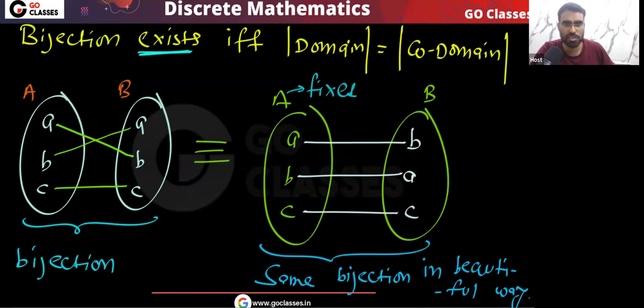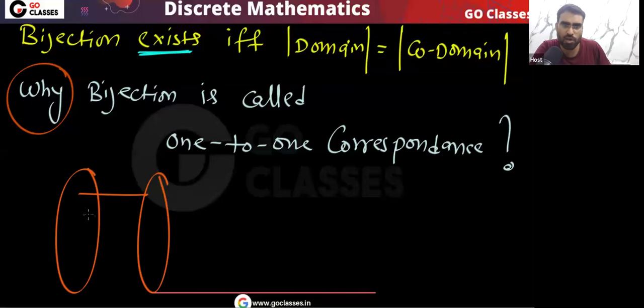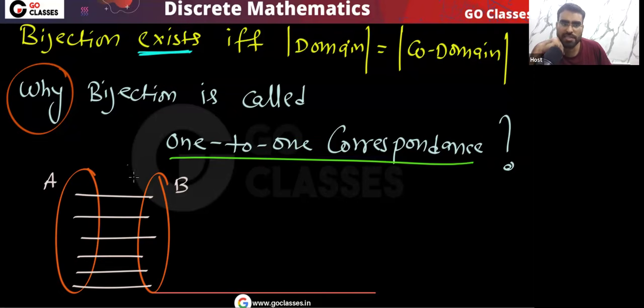Okay. So, this is what I'm telling you. Remember why bijection is called one to one correspondence? Did you understand why bijection is called one to one correspondence? Because every bijection you can ultimately draw in this beautiful format. Understood? Is this clear to everyone? Please tell me. What is the reason bijection is called one to one correspondence? Because every bijection you can draw in this beautiful format.